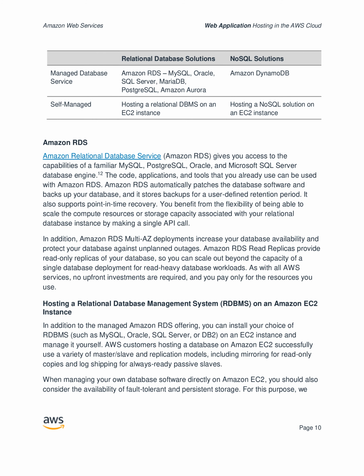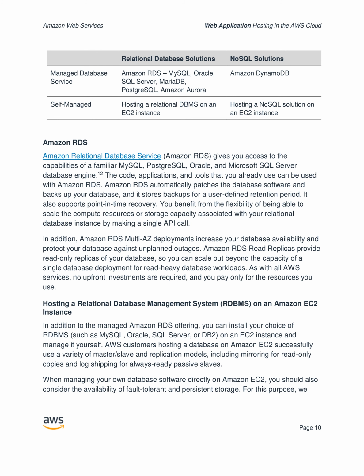Hosting a relational database management system, RDBMS, on an Amazon EC2 instance. In addition to the managed Amazon RDS offering, you can install your choice of RDBMS, such as MySQL, Oracle, SQL Server, or DB2, on an EC2 instance and manage it yourself. AWS customers hosting a database on Amazon EC2 successfully use a variety of master/slave and replication models, including mirroring for read-only copies and log shipping for always-ready passive slaves.